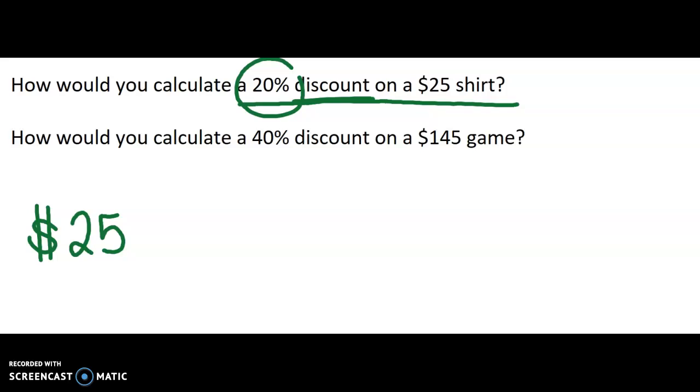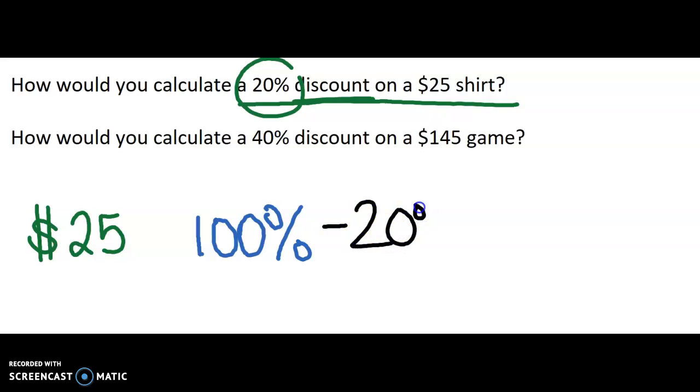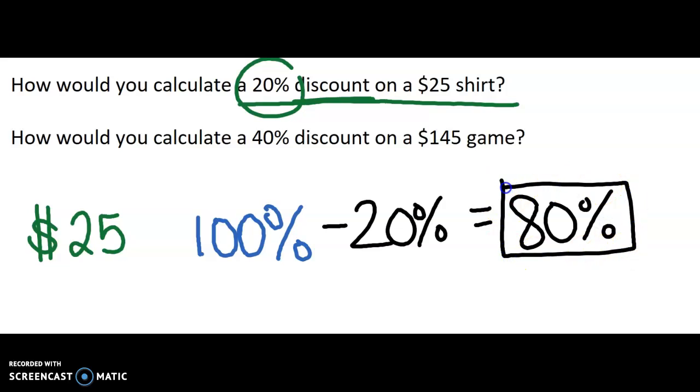Some of us do this a different way, but I'm gonna show you a shortcut real quick. The shirt is $25, which is 100% of the cost. But now you're not gonna pay 100% of the cost. You're gonna pay 20% less. So that means that we're gonna pay only 80% of the shirt. So really, how much are you paying of the 25? You're paying 80%.